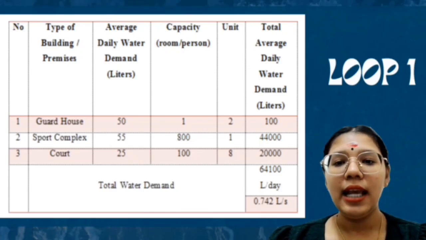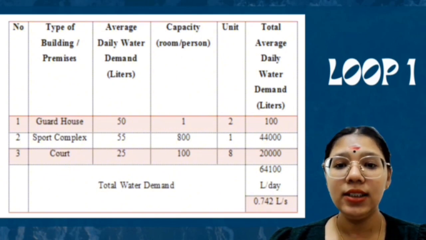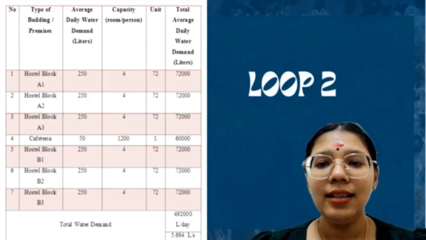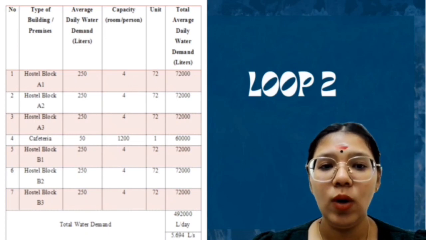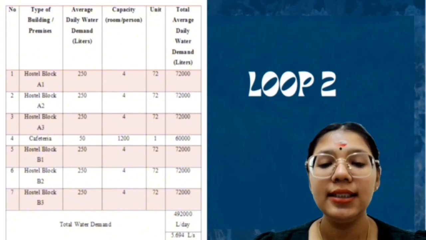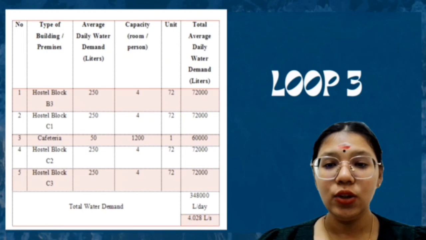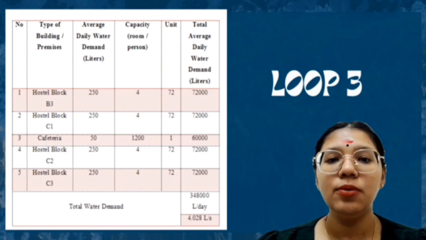In the first loop, there are the guardhouse, sport complex, and courts. The total water demand for this loop is 0.742 liter per second. Then, in the second loop, there are hostel blocks A1, A2, A3, B1, B2, B3, and cafeteria. The total water demand for this loop is 5.694 liter per second. In the third loop, there are hostel blocks B3, C1, C2, C3, and cafeteria. The total water demand for this loop is 4.028 liter per second.